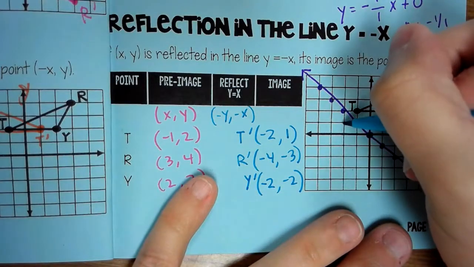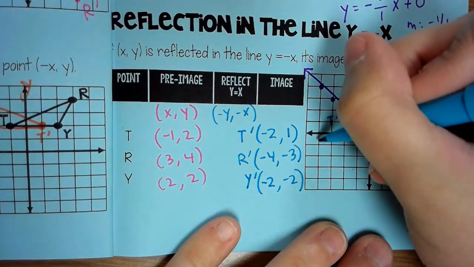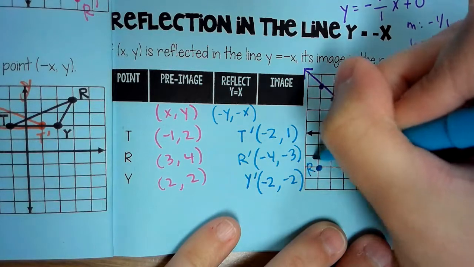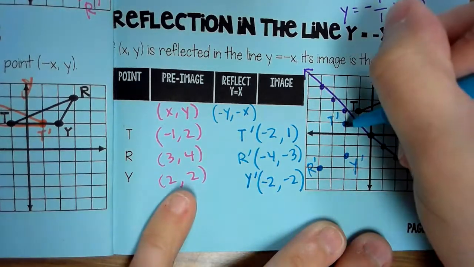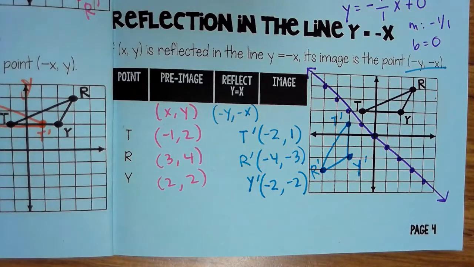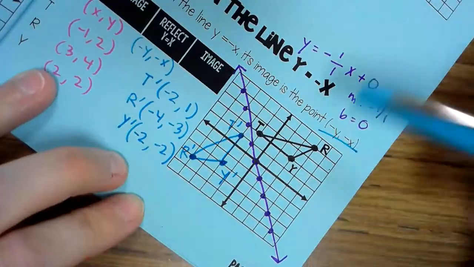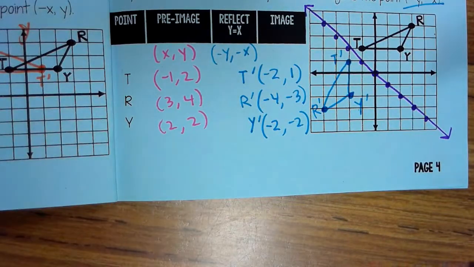Negative 2, positive 1. There is my T prime. Negative 4, negative 3. There is my R prime. Negative 2, negative 2. There is my Y prime. Again, after you draw these, it should look like it's been reflected. It should look like that if I fold my paper on this purple line, they're going to match up. Okay, and so that one does. There it is. Again, it is a rigid transformation because they're the same size and the same shape. They've just changed location. All right. See you later.